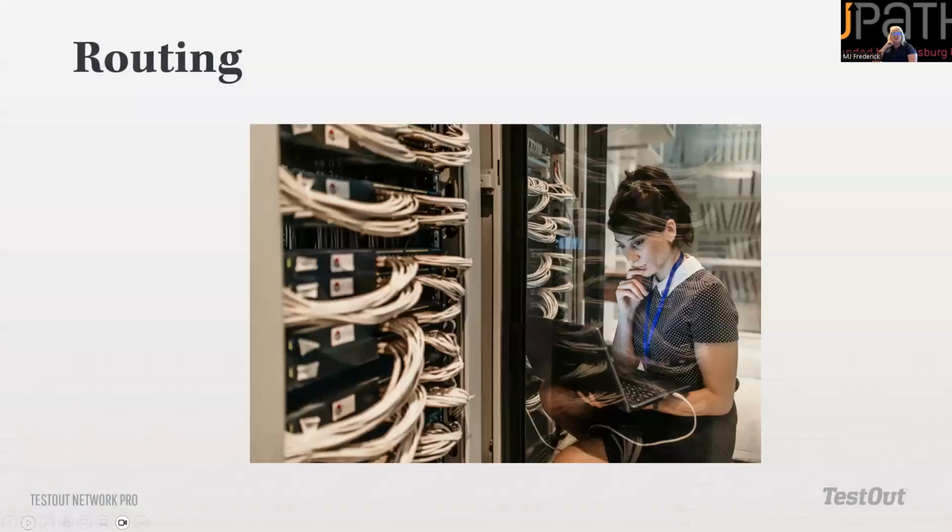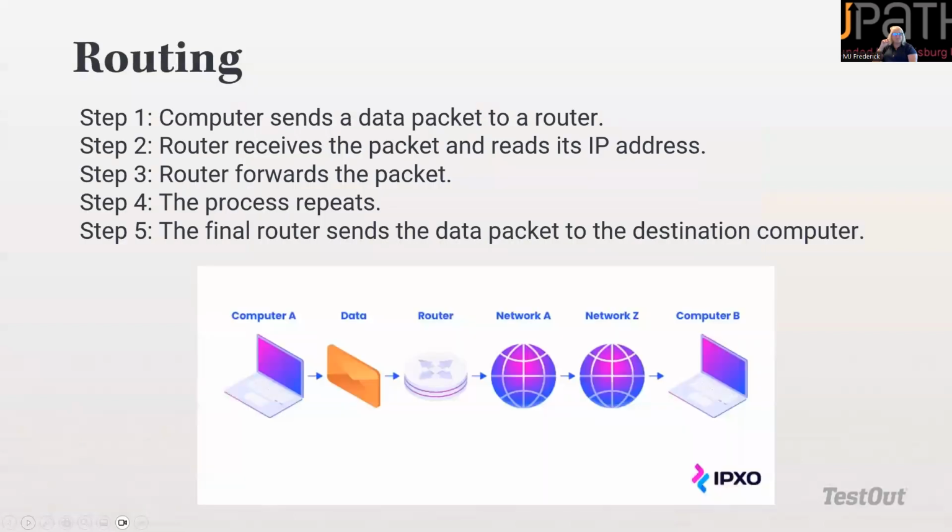Not cool. All right, so now I'm going to move on to routing. I didn't do all the basics and generalities of routing because we've done that already, so I'm going to get into just the routing part of it. We know a computer sends a packet to a router. The router receives the packet and reads the IP address, right? Then it routes and forwards that packet to a destination. And the process repeats itself.